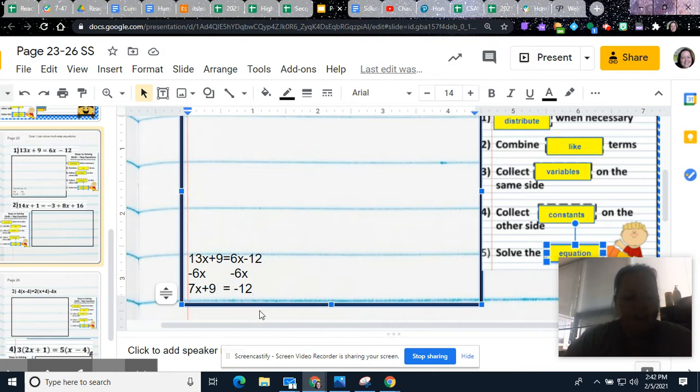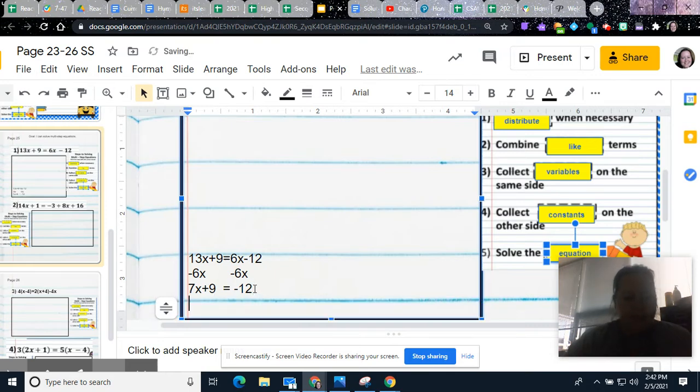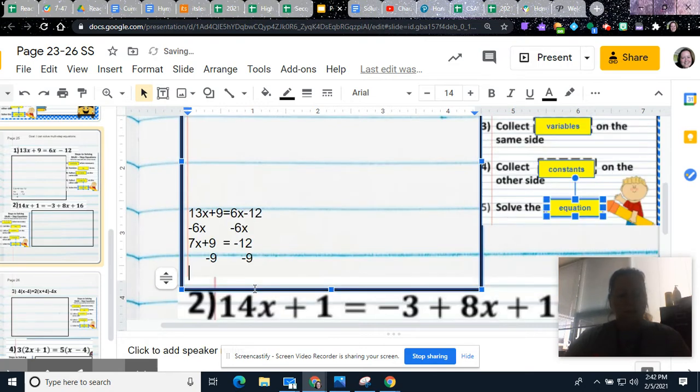Now we're going to collect the constants on the other side. So it's like we put the variables on the left. So now we're going to take the constant and put them on the right. So we look at it, and that's a positive 9. So you would have to get rid of 9 from that side to make it equal to 0. Whatever you do to one side, you do to the other. So then you would be left with 7x equals negative 12 minus 9. That means it's getting smaller. It would be negative 21. So now you have 7 times x equals a negative 21.